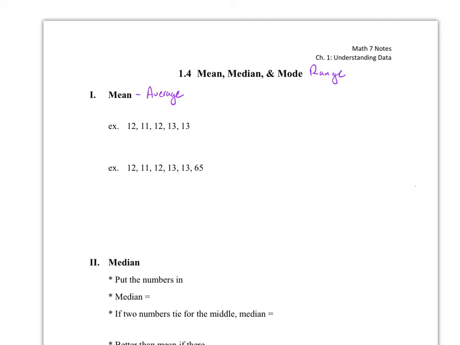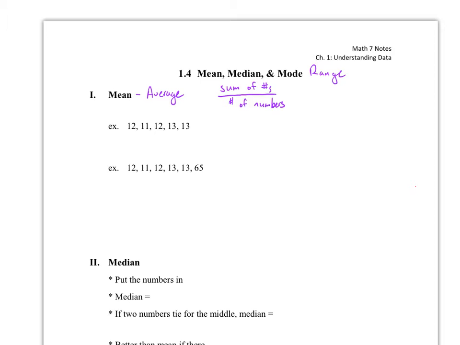Do you remember how to find the mean? Does anyone remember? Add them up, divided by how many numbers? Yeah, so it's the sum, which is adding, of numbers, which is add them all together, divided by the number of numbers. So it's the sum of numbers divided by the number of numbers.